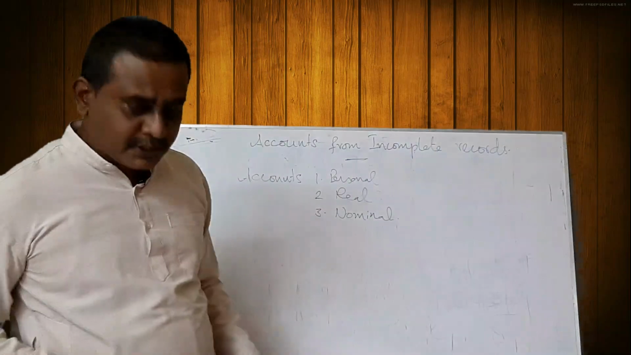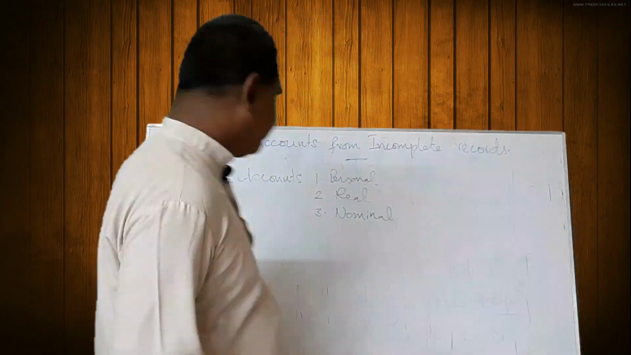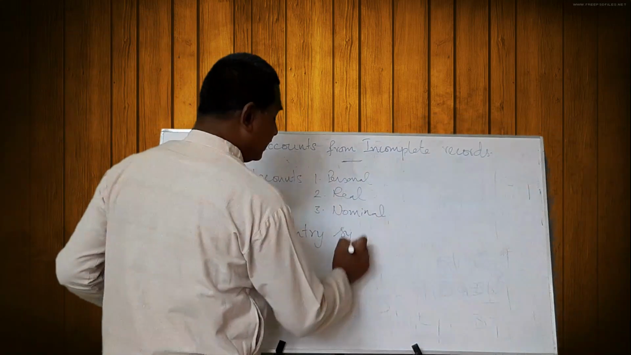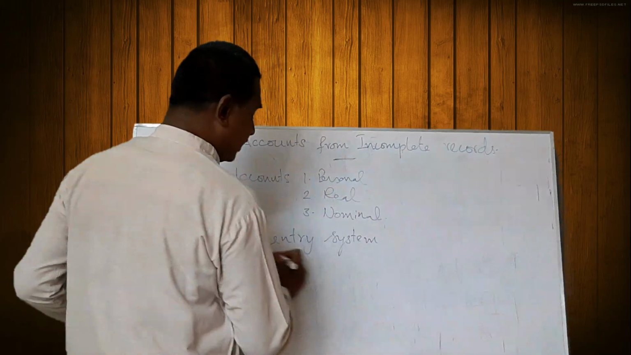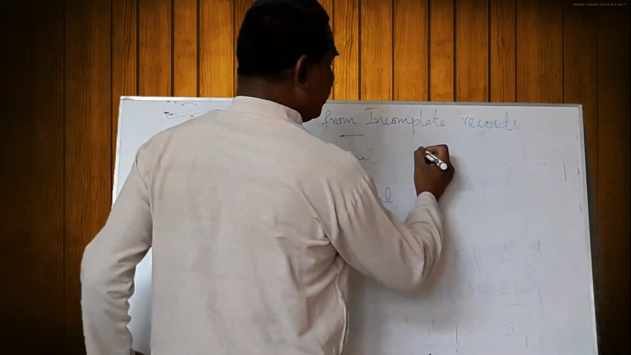This can be understood in another way. You know the meaning of double entry system. This also you have studied in the last year. For this double entry system, we have to follow golden rules. Now, tell me, what are the golden rules?